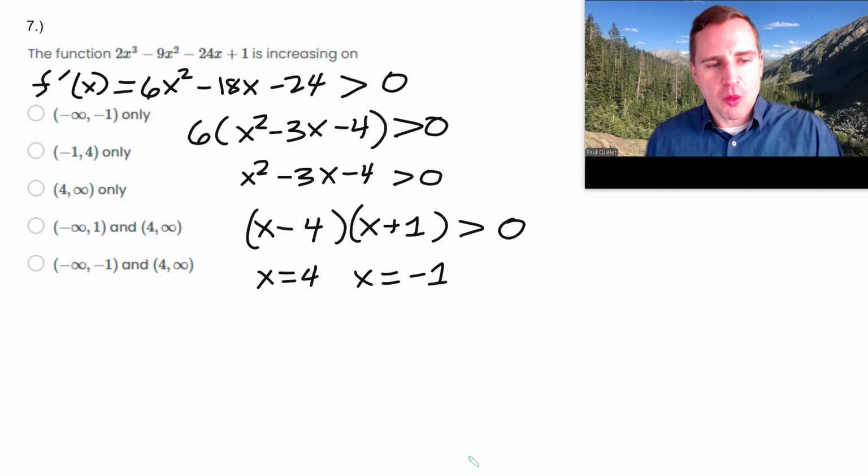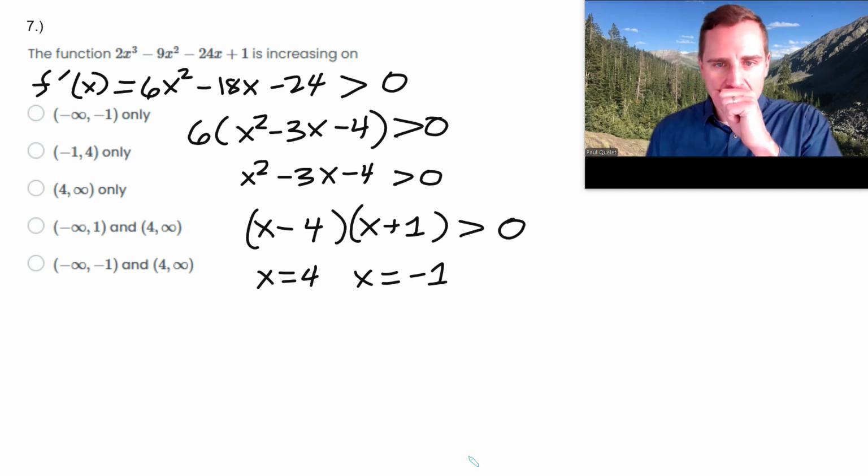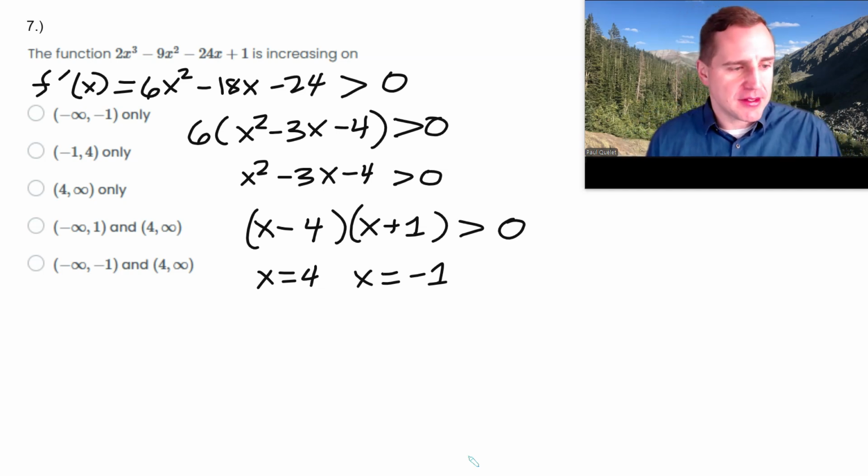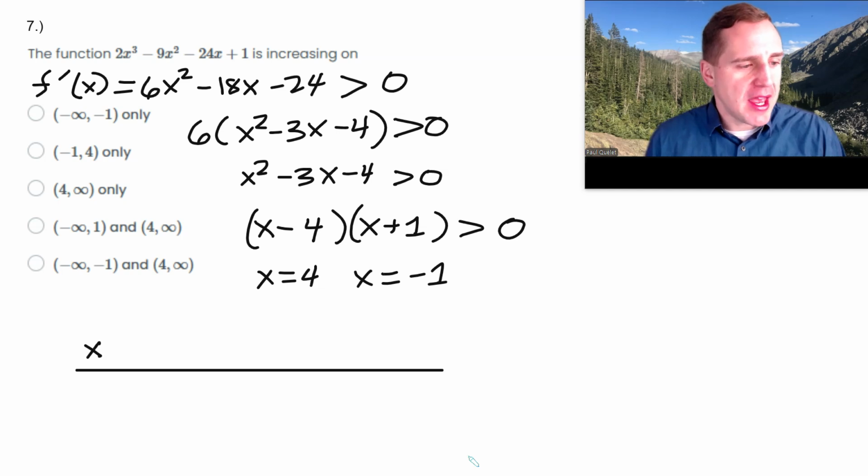Now if you think about it, when something's greater than 0 with an inequality, we're not really solving. We actually want to consider intervals. So we're going to do a sign chart. This is sometimes called the first derivative test. A sign chart compares x to f prime of x.